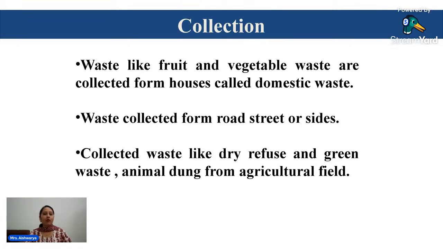The second one is waste collected from roads, streets, and sites. That also contributes to agricultural waste, which is not easy to decompose and not easy to recycle. Next is collected waste like dry refuse, green waste, and animal dung from the agricultural fields, animal farms, and cattle farms. So the collection process is done by all of these criteria.